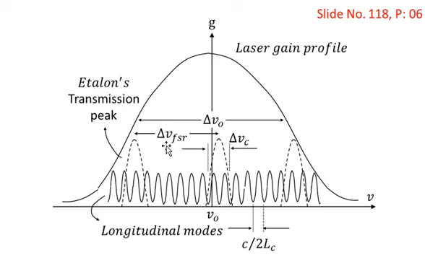So if delta nu FSR is greater, that is this central peak, for example, is lying outside this gain profile, and this peak is also lying outside the laser gain profile, and only one transmission peak of the Etalon is present within the laser gain profile, then you see that only one longitudinal mode will be selected, because we have already assumed that delta nu, the separation between the two consecutive longitudinal modes, is greater than half of the width of delta nu c.